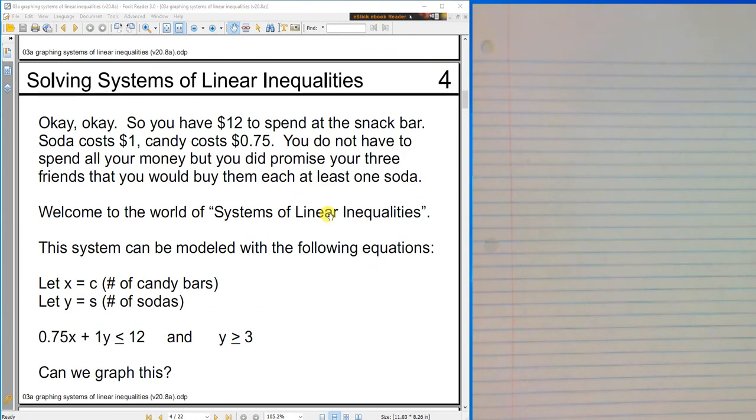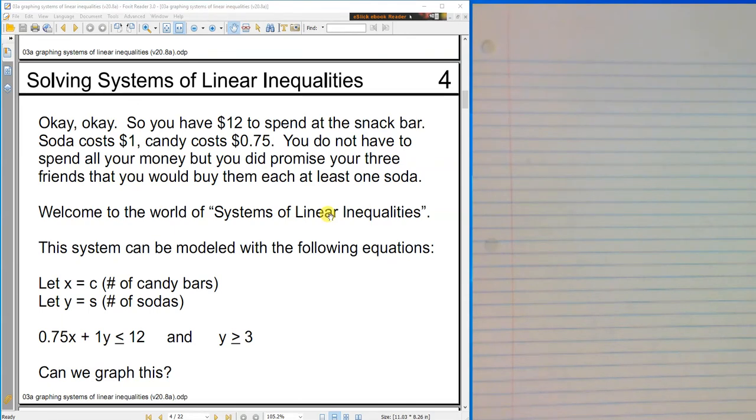Okay. So you have $12 to spend at the snack bar. Sodas cost $1, candy costs 75 cents. You do not have to spend all your money, but you did promise your 3 friends that you would buy them at least 1 soda. Welcome to the world of systems of linear inequalities.